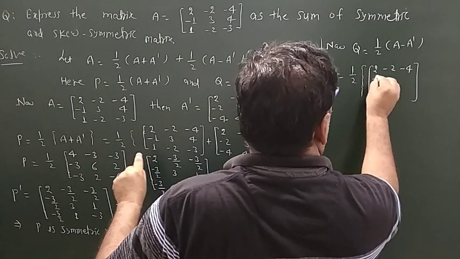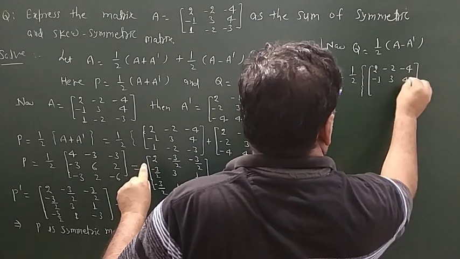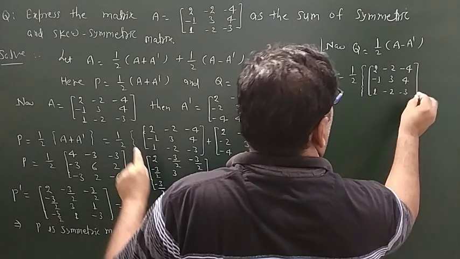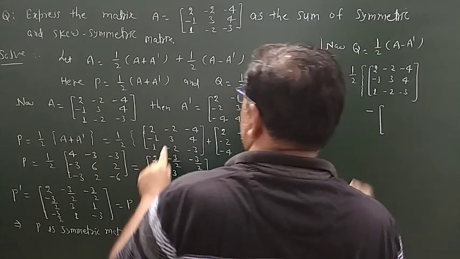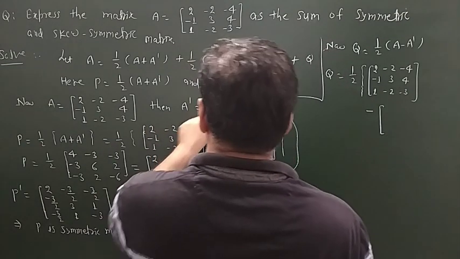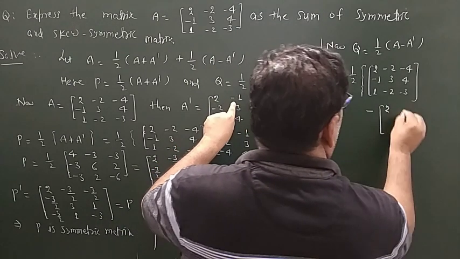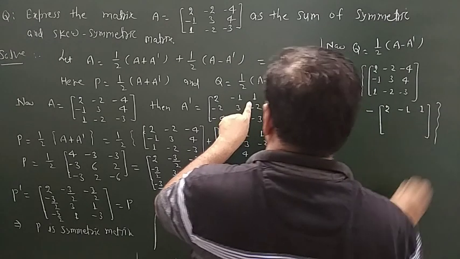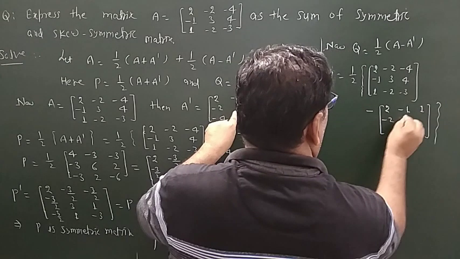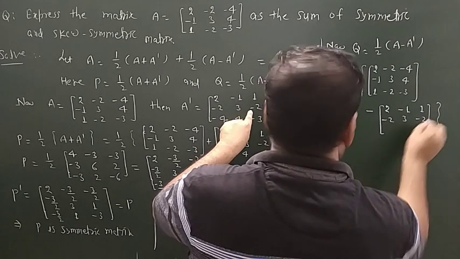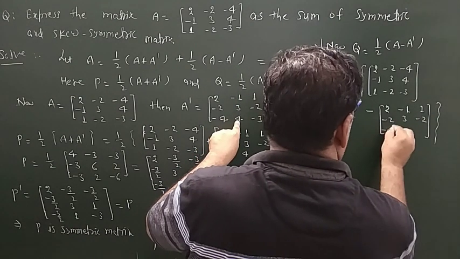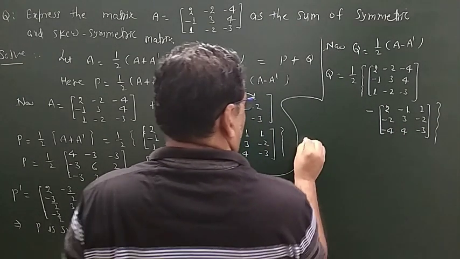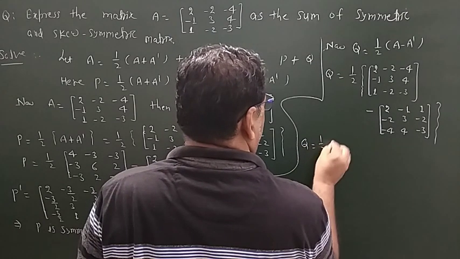Minus the second matrix, which is there: 2, -1, 1, -2, 3, -2, -4, 4, -3. So we have Q equal to 1/2.